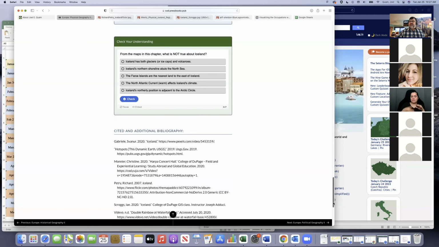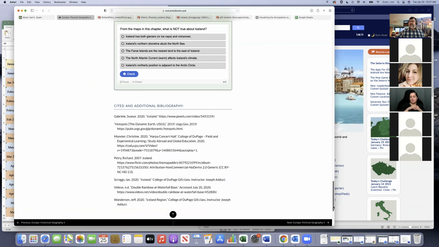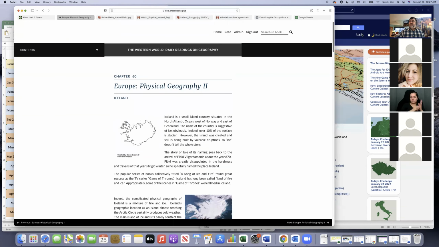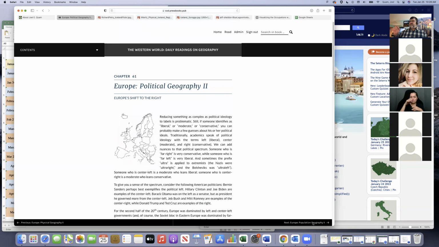After that, we have the cited and additional bibliography that we used for that chapter. Okay, so that's one example, Europe, Physical Geography 2. Now, if you want to go right from there to the next chapter, you can do that by clicking in the bottom right corner here where it says Europe, Political Geography 2, and it moves you directly to the next chapter. This one's called Europe's Shift to the Right.